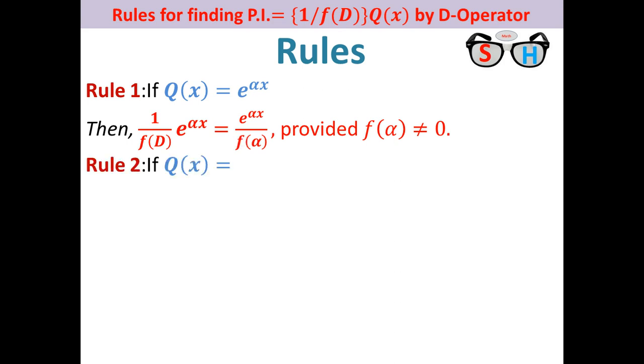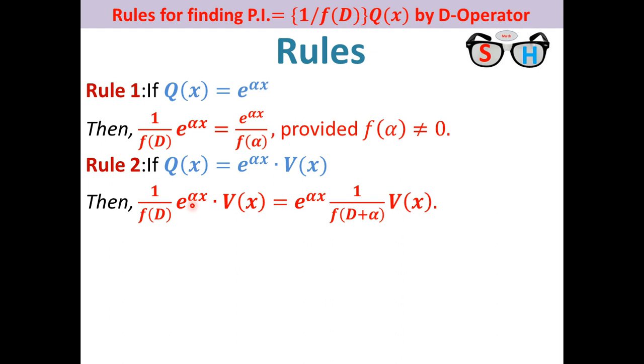The second rule was, Q(x) is a product of an exponential function and another arbitrary function V(x). Here the particular integral will be e to the alpha x times 1 by f(D plus alpha) of V(x). This is simple. Just write down e to the power alpha x at first, then replace D by D plus alpha. Here you see that I write down at first e to the alpha x and then 1 by f(D plus alpha). We replace D by D plus alpha and V(x) remains unchanged. We have to further calculate that portion.